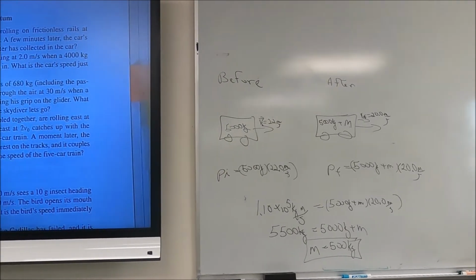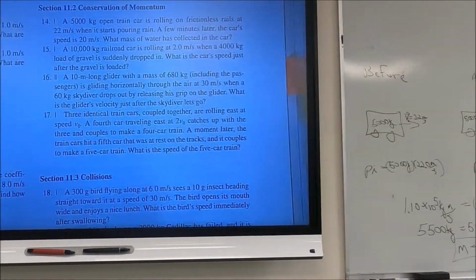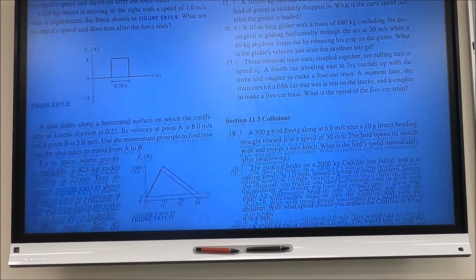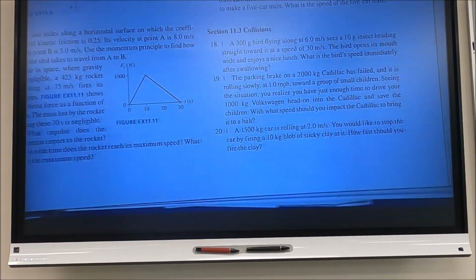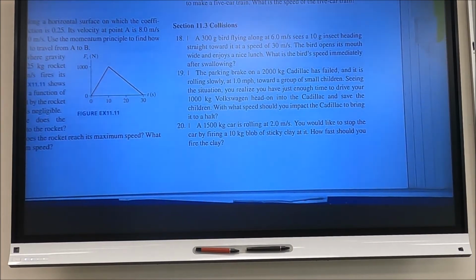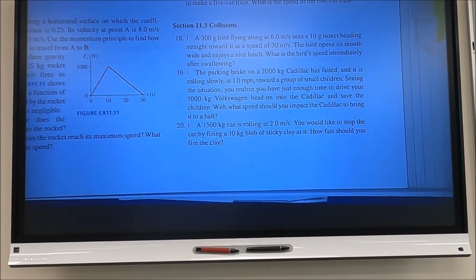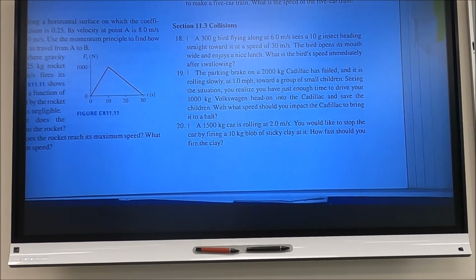Now let's look at problem 18. Guys, this is one of my favorite problems for this chapter. A 300-gram bird flying along at 6 meters per second sees a 10-gram bug heading straight towards it at a speed of 30 meters per second. The bird opens its mouth wide and enjoys a nice lunch. What is the bird's speed immediately after swallowing?